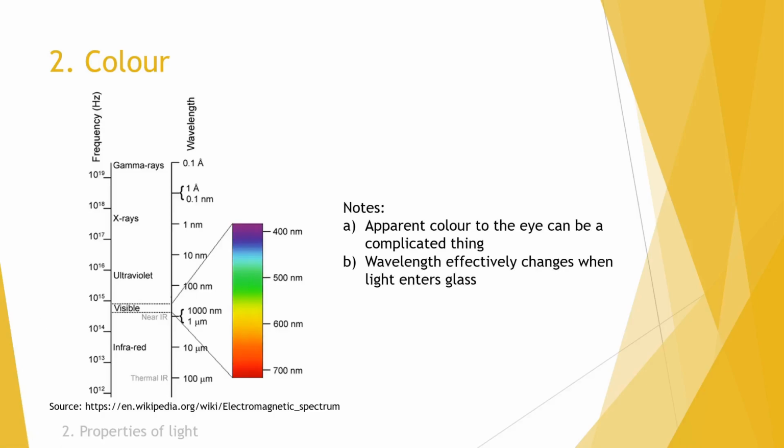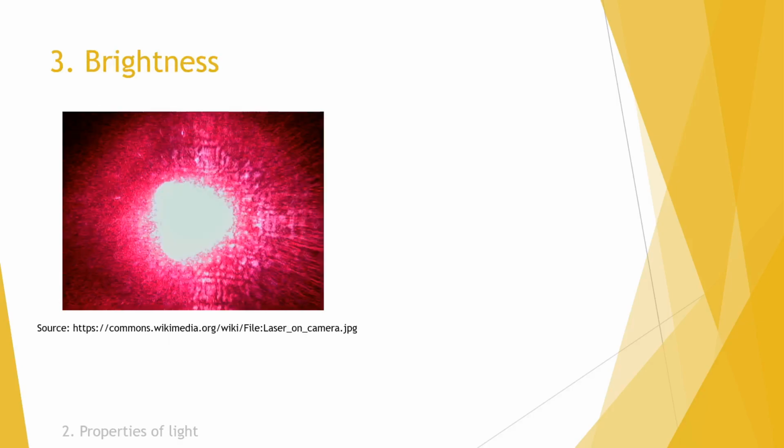The color that your eye constructs from the incoming light can sometimes be more complicated than just a single color. Your eyes see some colors because certain wavelengths are missing. Secondly, while the frequency of light is the same everywhere, its wavelength can be smaller depending on the material it is in. Don't worry too much about this. Just take away that wavelength can change if the light enters a material like glass.